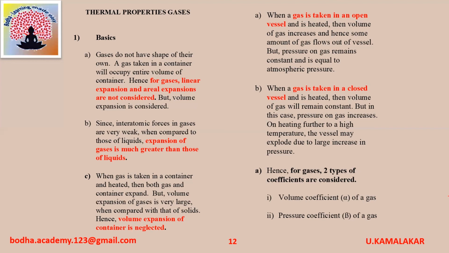When gas is taken in a closed vessel and is heated, then volume of gas will remain constant. But in this case, pressure on gas increases. On heating further to a high temperature, the vessel may explode due to large increase in pressure. Hence, for gases, two types of coefficients are considered. First one, volume coefficient of gas. Second one, pressure coefficient of gas. Volume coefficient of gas is denoted by alpha and pressure coefficient of gas is denoted by beta.